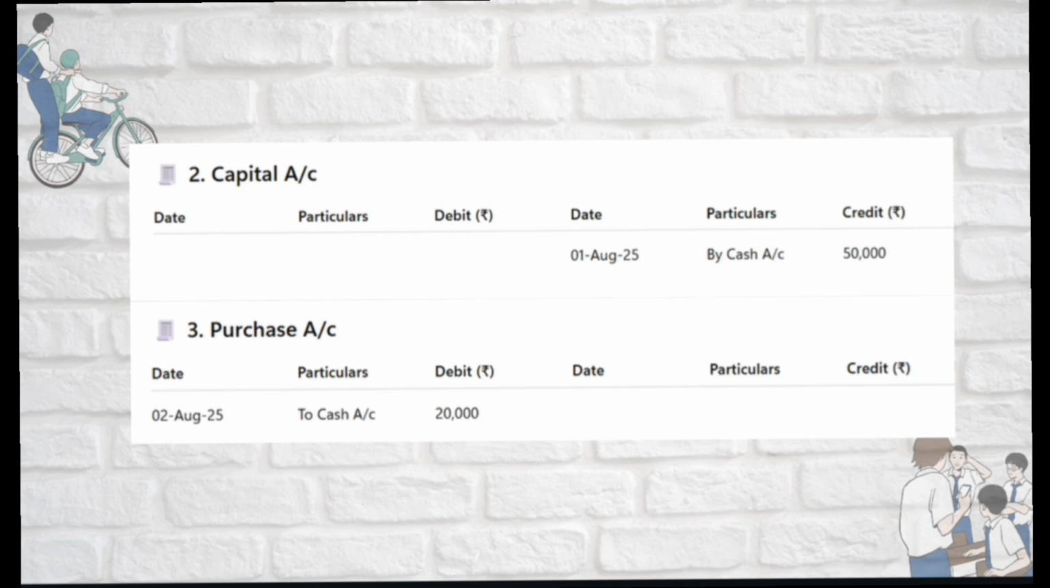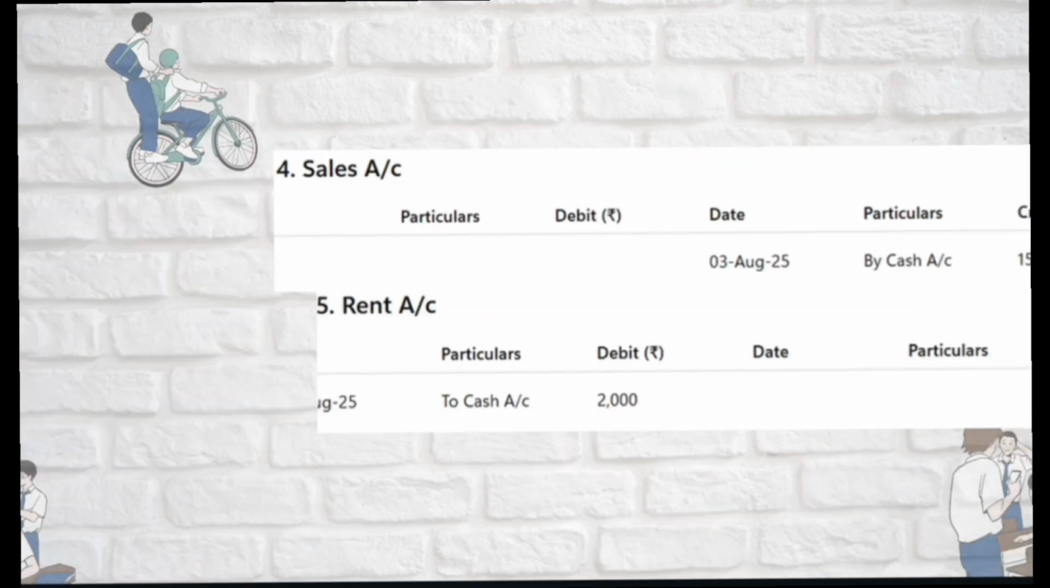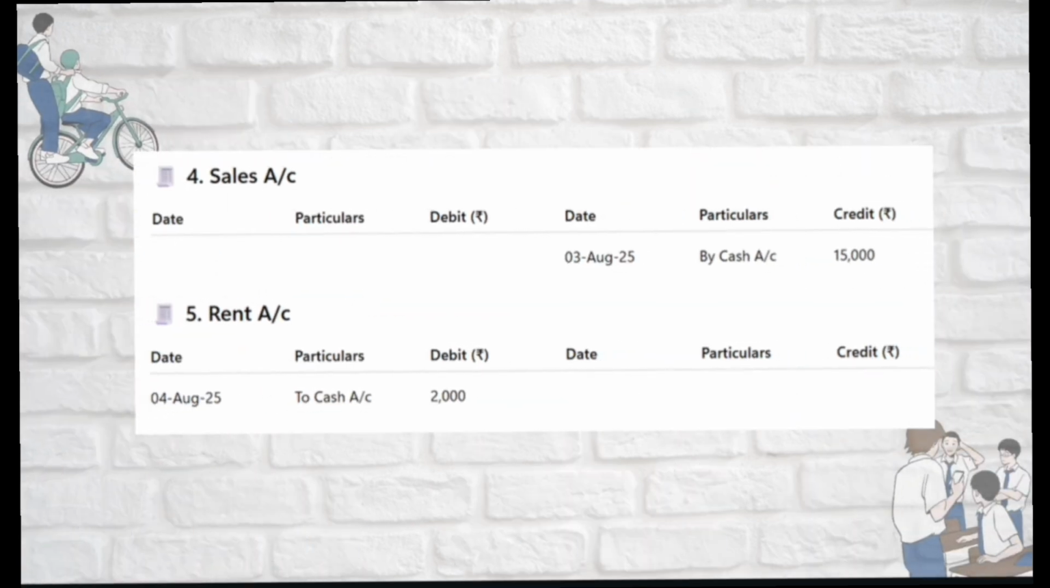And the next one is the purchase account. In the purchase account, we can observe that on August 2nd, goods worth rupees 20,000 were purchased for cash. So in the purchase account, we debit it. In the sales account, we can see that on August 3rd, goods were sold for rupees 15,000. Here sales brings income. So in the sales account, we credit it by cash account rupees 15,000.